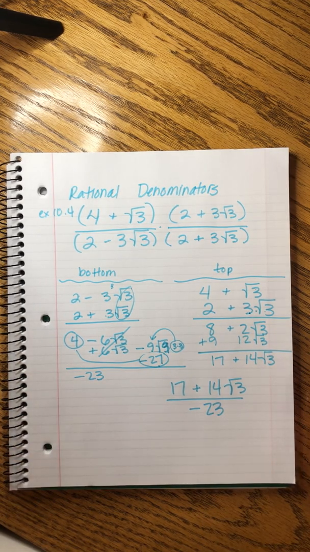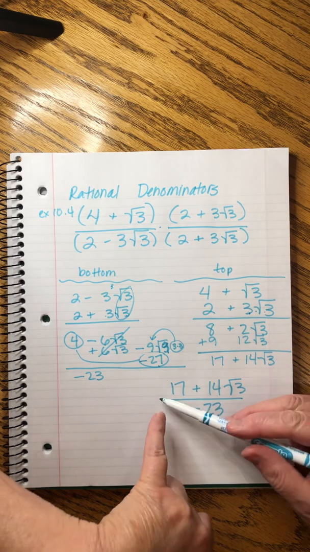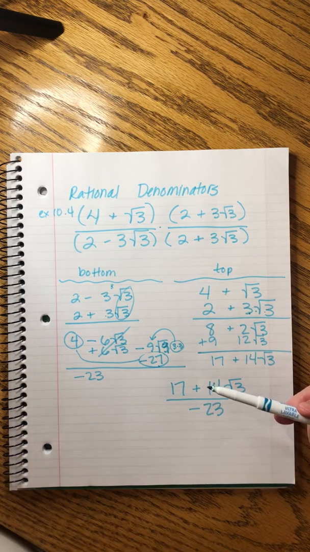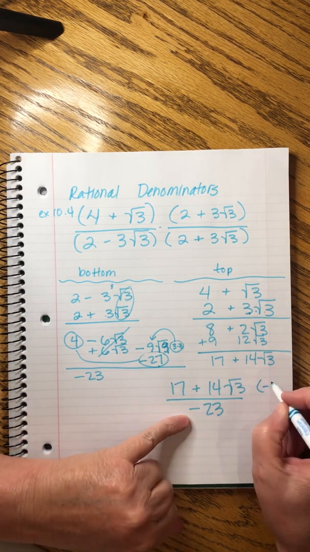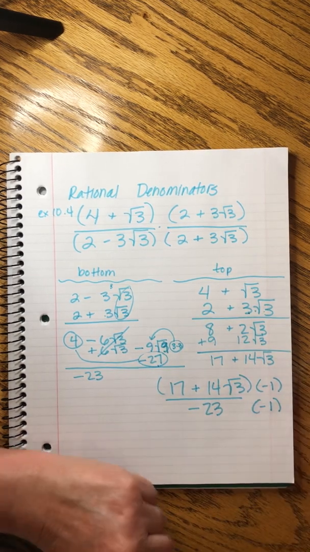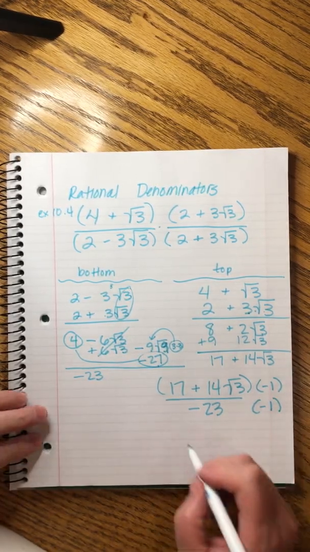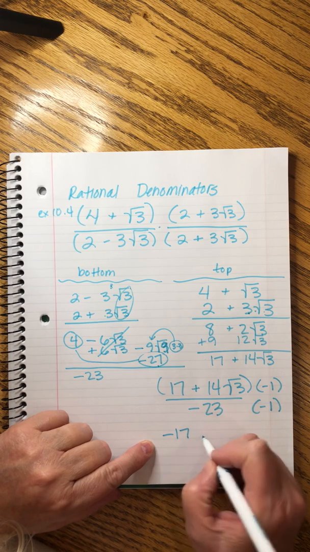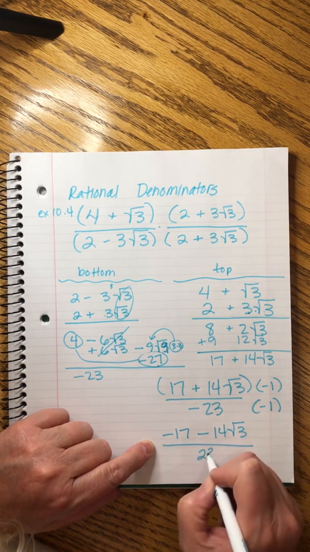That looks weird, doesn't it? It's right, but we don't always keep the minus sign down there. So what I want to do is bring it out there. I want to erase it. I'd rather have the minus signs on top. So I'm going to multiply top and bottom like that and put parentheses around this. This is what I do when I want to move that minus sign somewhere else. Now it becomes minus 17 minus 14 square root of 3 over a positive 23.